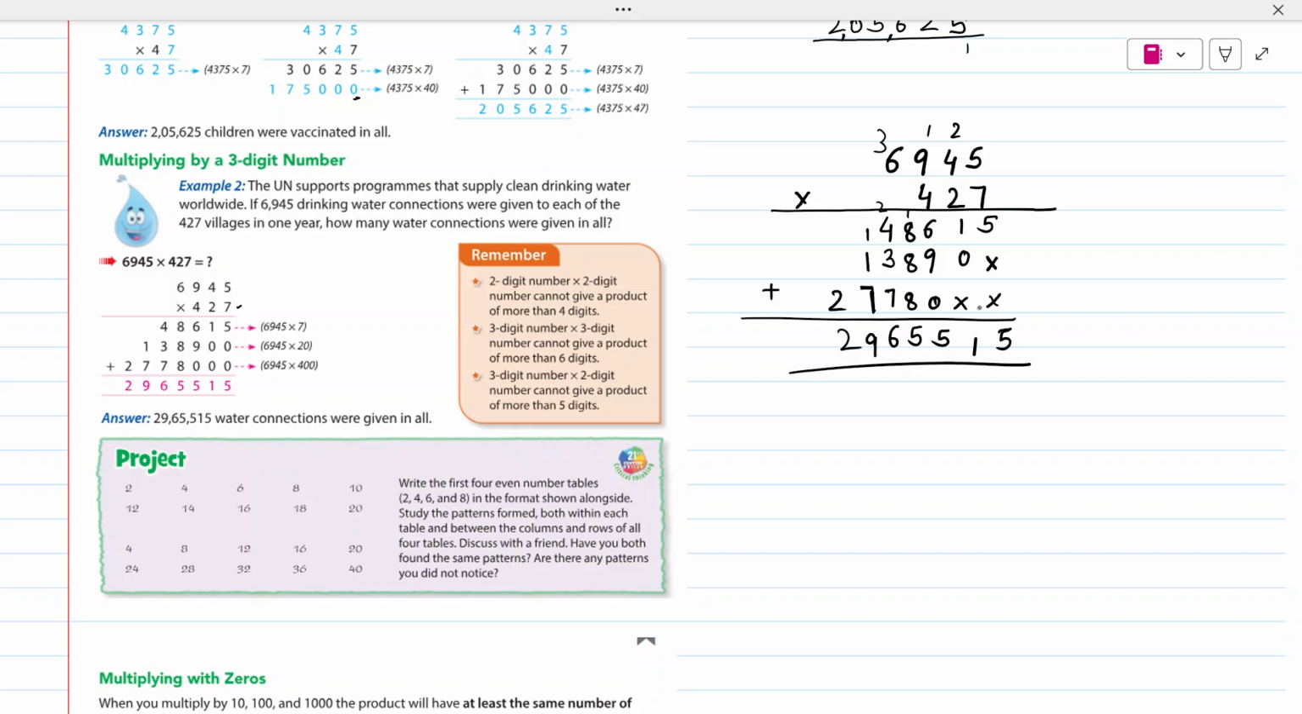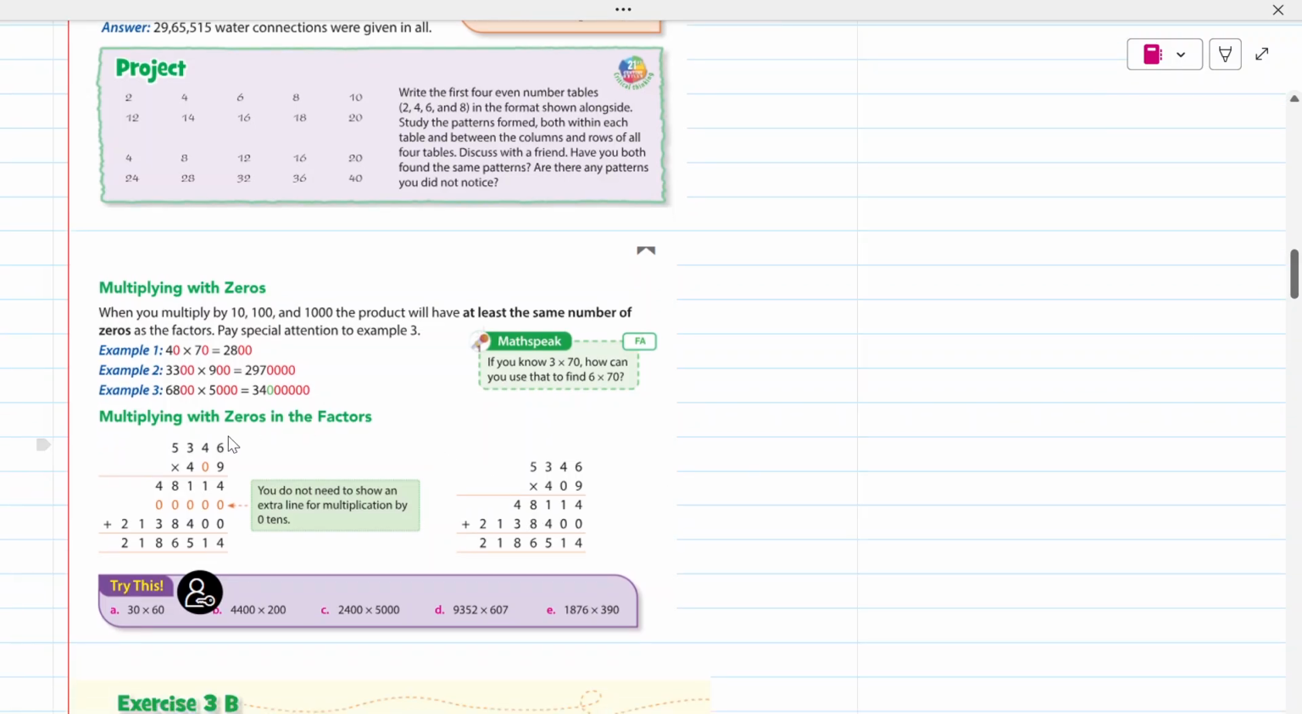What we have done, we have multiplied the number with the number at ones place, then tens place and hundred place. Okay, so this is clear. And now we can move further with multiplying with zeros. So this, kids, this is very easy.